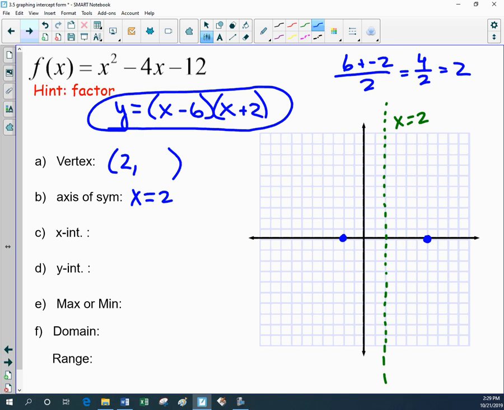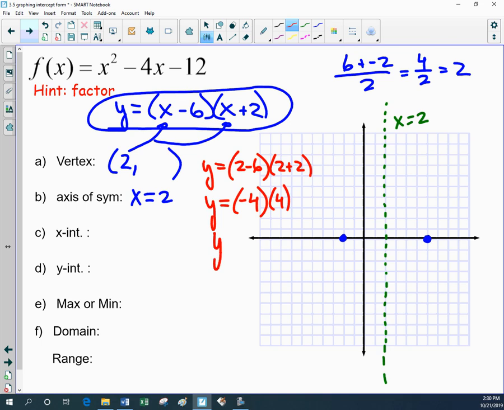Okay, and then anytime I know x, I can plug that back in to find y. So if I plug 2 in for x, I would have y equals 2 minus 6 times 2 plus 2. So y equals a negative 4 times 4. So y equals a negative 16. So the vertex is at 2, negative 16. So it's going to be clear up here off of our graph.